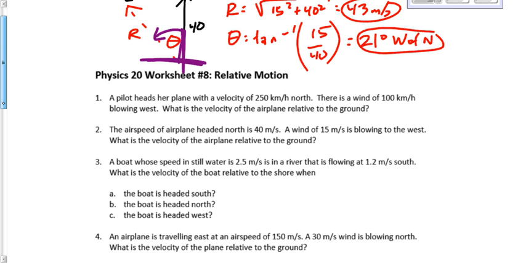Okay, I'd like you guys to take a look right now yourselves at your desk at questions 3 and 4 on that worksheet, please. Let's have a look at question number 3, everyone.